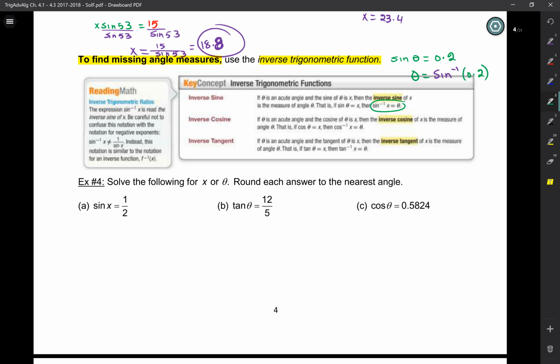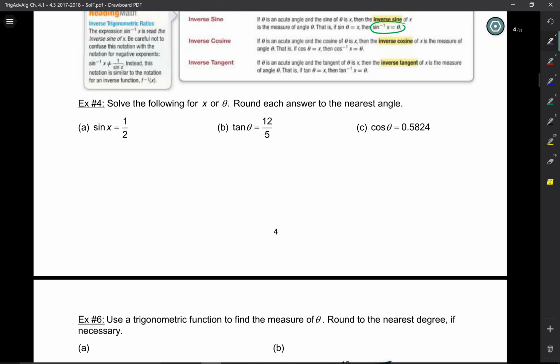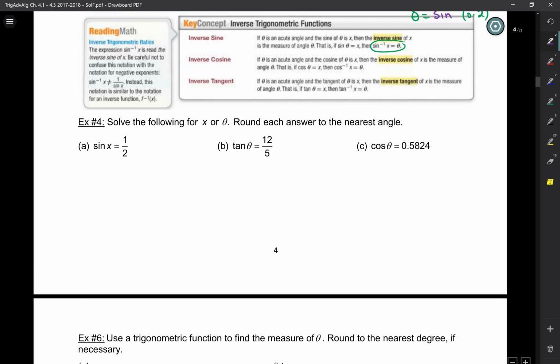So let's do a couple of examples here. Look at part A. It's telling us that there is this mystery angle x. Somebody found the sine of that mystery angle and found it to be 1/2. So now I want to know how big the angle was. Soon you'll be able to do this particular one without a calculator, but we're going to use the inverse trig function for this one. So x is equal to inverse sine of 1/2.